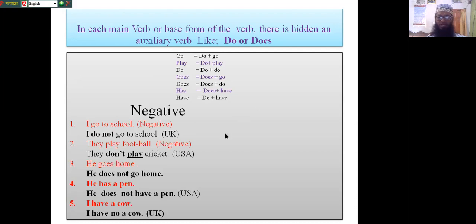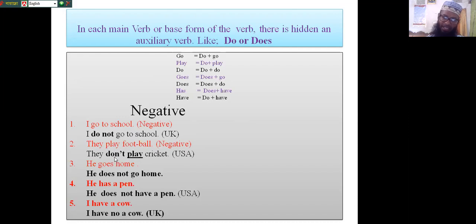Here another important thing is to be mentioned. I go to school, negative. I do not go to school, UK. That means the British always use do not or does not, and they do not use any contraction. They play football, negative. They don't play football, it's US. That means the Americans use contraction forms.